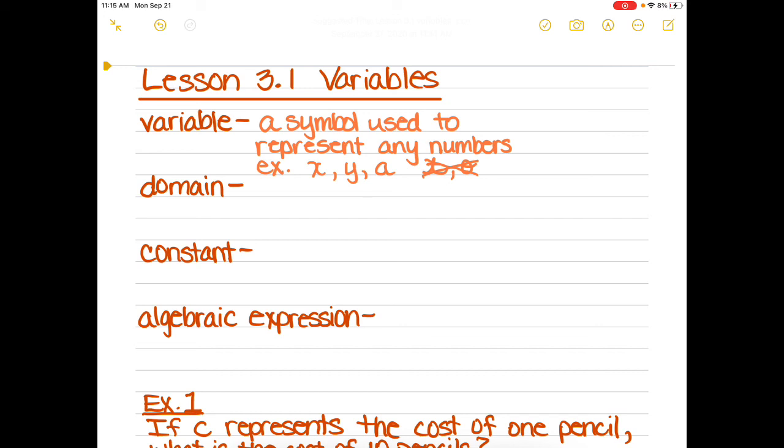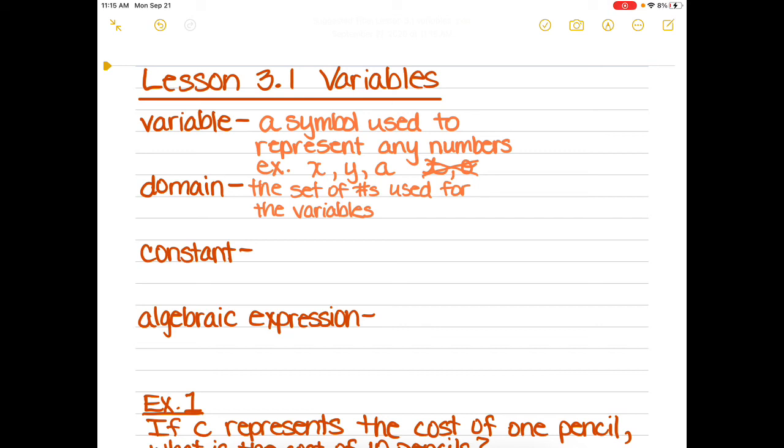Okay, domain is the next one, and it is the set of numbers. Remember, I abbreviate numbers to help you go quicker on your notes. The set of numbers used for the variable. And we'll talk more about that in a little bit, okay? But you really need to know what a domain is, because in your instructions, they're going to be talking about domain, and you need to know what it is. So we'll talk about that more in some of our examples.